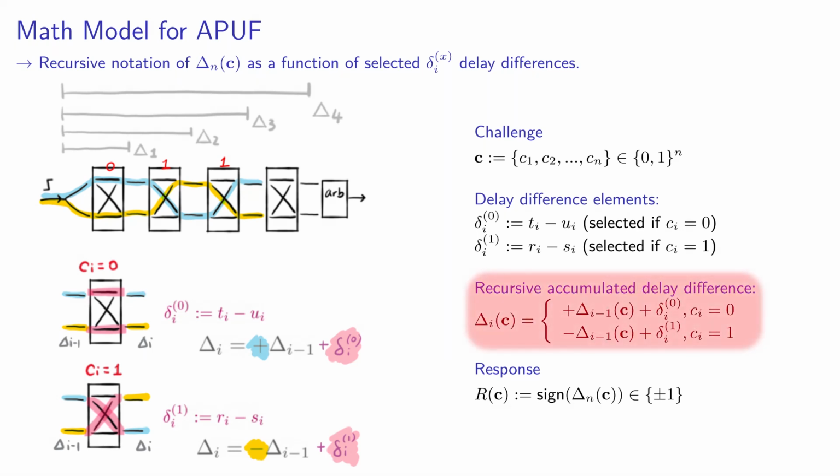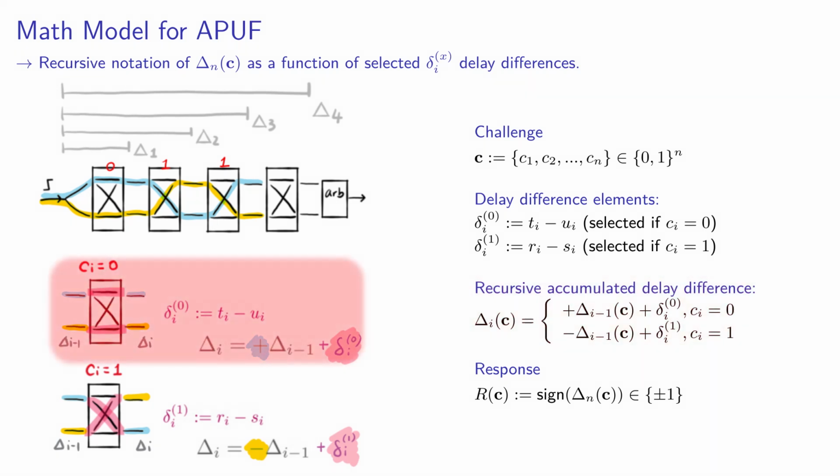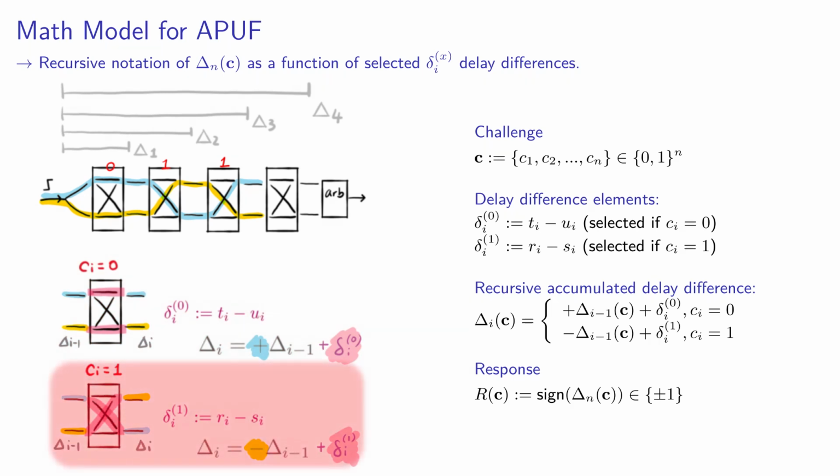Now that we have per stage deltas to simplify the model, we can use a simple recursive formula to calculate the accumulated delay difference delta i after any stage. If delta 0 is chosen, the parallel tracks are taken and the delay difference delta 0 is added to the running total from the previous stage. If delta 1 is chosen, the crossing tracks are taken. The signals swap between the upper and lower positions and the running total from the previous stage is negated, after which the delay difference delta 1 is added.